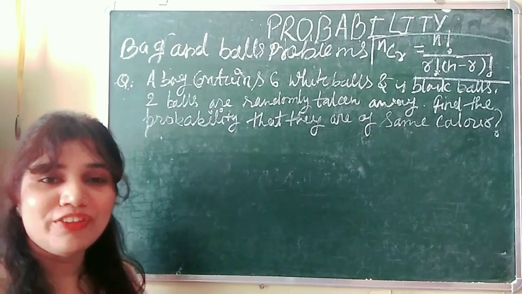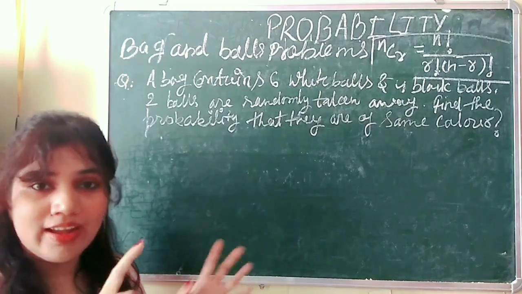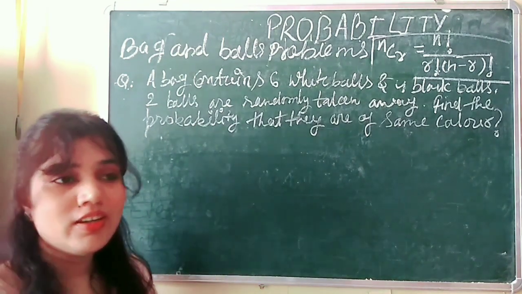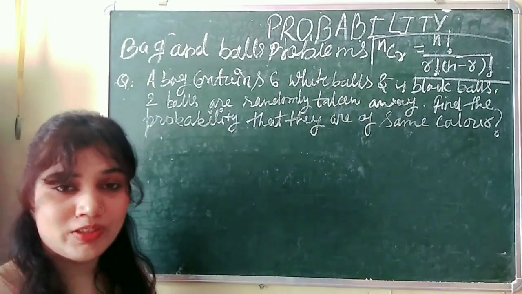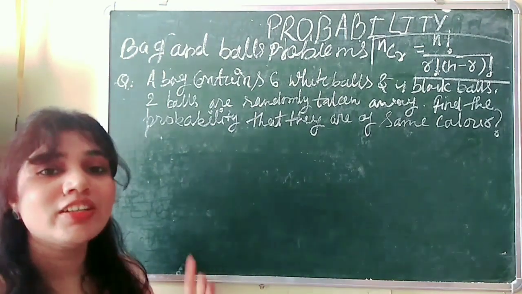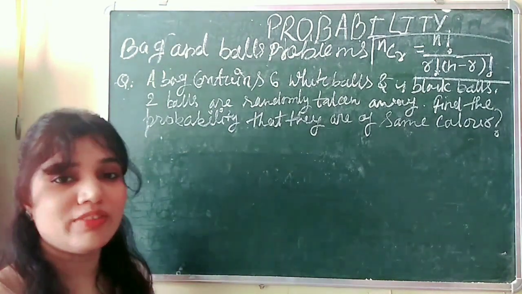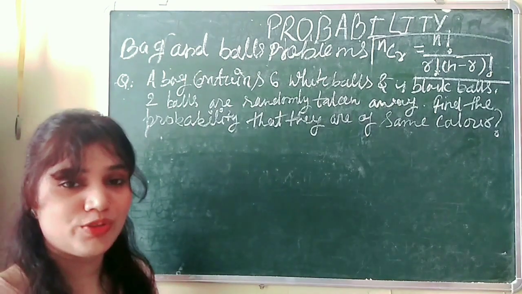One correction in the previous question. I mentioned in the last statement we get 63 by 91. That is not correct. The answer will be 67 by 91. So please correct it. Okay.